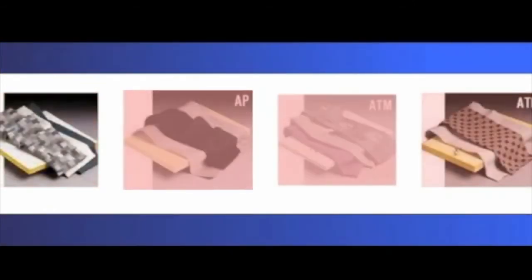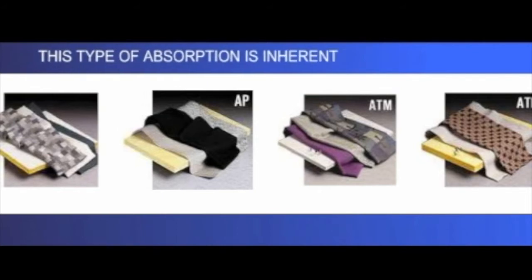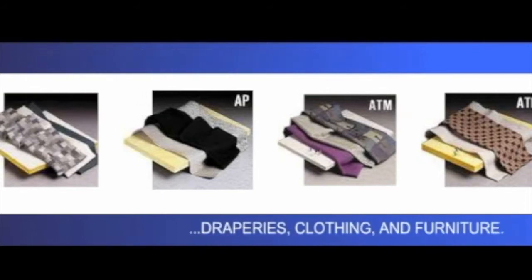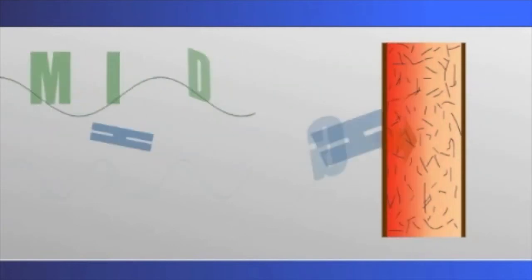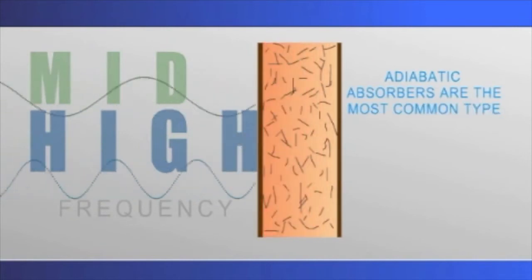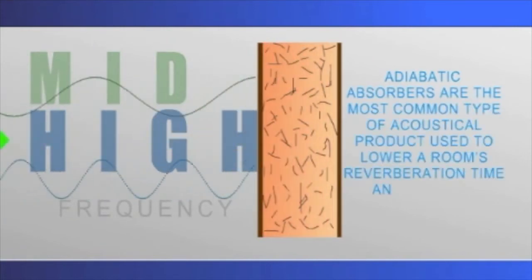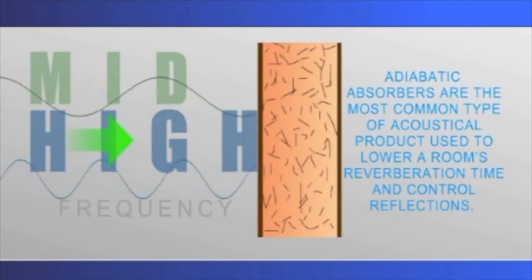Adiabatic are porous absorbers that consist mainly of fiberglass and mineral wool panels. This type of absorption is inherent in draperies, clothing, and furniture. Interestingly, they absorb by converting the sound energy into heat. They are most effective for absorbing mid and high frequencies. Adiabatic absorbers are the most common type of acoustical product used to lower a room's reverberation time and to control reflections.